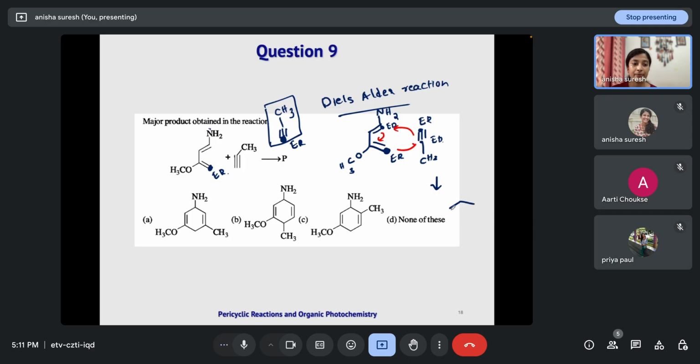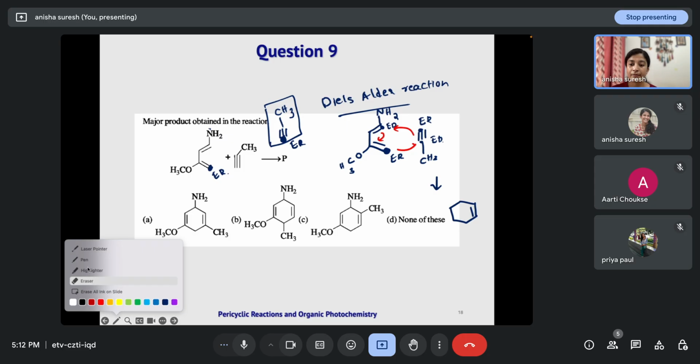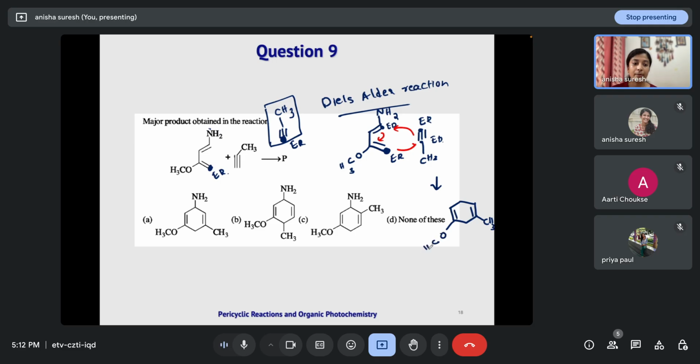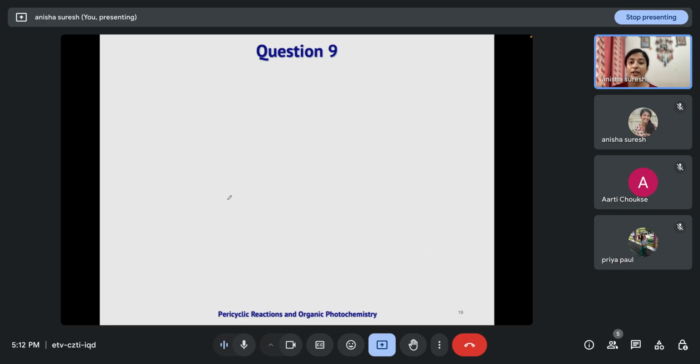And we will get CH3, OCH3 and NH2. This as the major product. So option A will be the right answer for this question. Here they are asking for regiochemistry in Diels-Alder reaction.